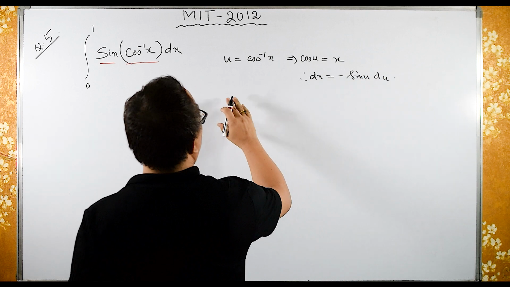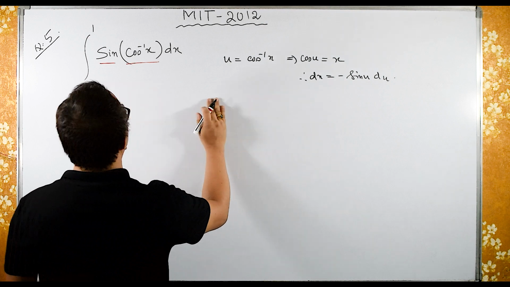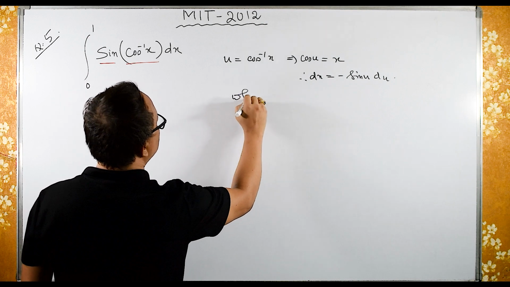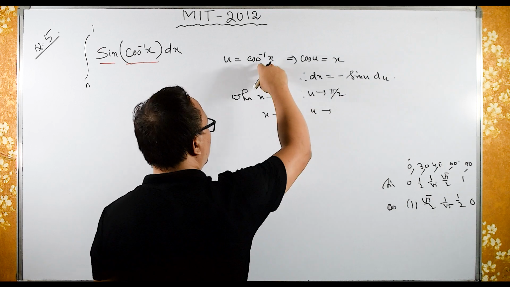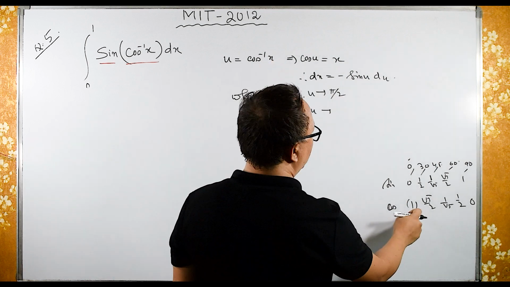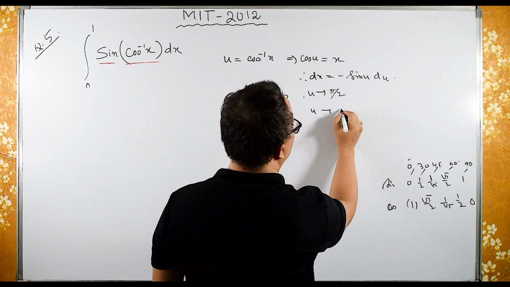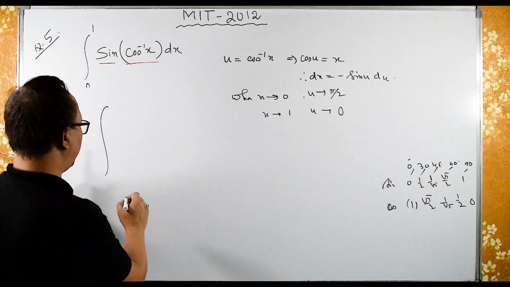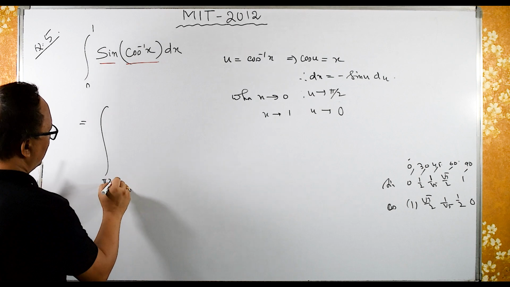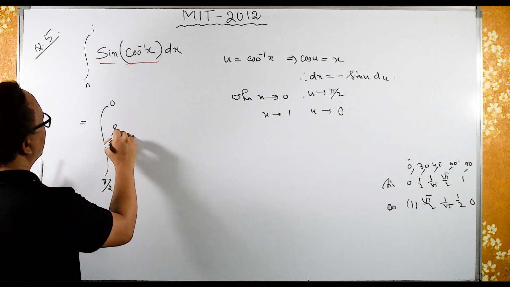Okay, so we have this. What about limits? When x tends to 0, cos inverse 0 is pi by 2. Cos inverse 1 is 0 degrees, since cos 0 is 1. Therefore the limits 0 to 1 become pi by 2 to 0. Here, pi by 2 to 0.